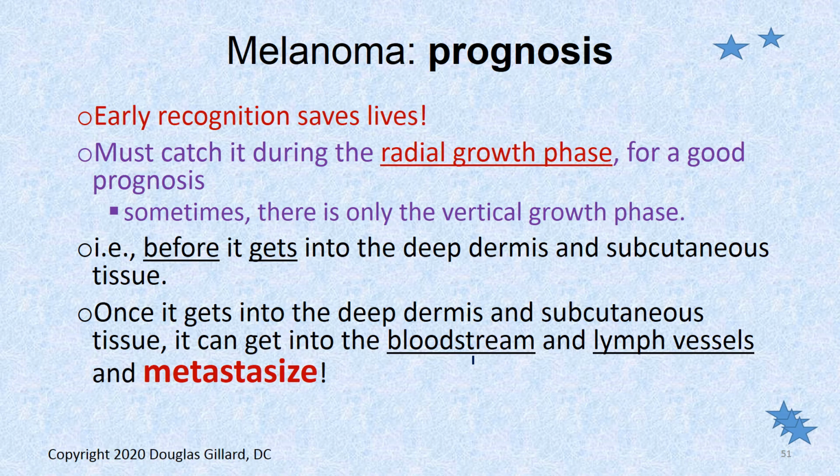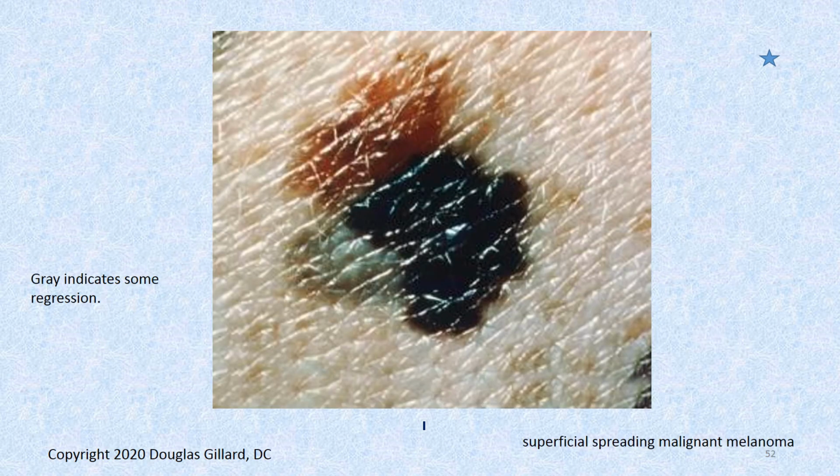What's the prognosis? Again, early recognition is the key to saving lives. It's got to be caught while it's still in that radial growth phase and hasn't gotten way down deep into the dermis, or even worse, into the subcutaneous tissue. Because once it gets into the deep dermis and subcutaneous tissue, it's aggressive, and the odds are it's already gotten into the lymph system or the bloodstream itself.